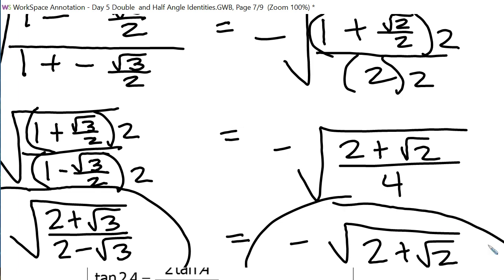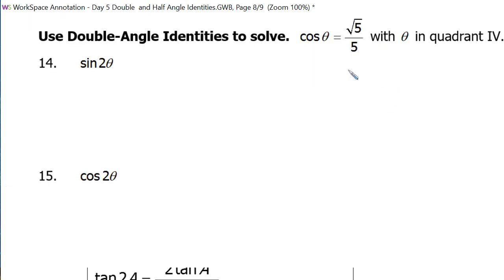Okay, diagram time. Now it says to use double angle identities to solve, and we have cosine of theta is equal to square root of 5 over 5 with theta in quadrant 4. So step 1, draw yourself a diagram. And angle theta is in quadrant 4. They gave us cosine this time, which is adjacent over hypotenuse. So the adjacent side is square root of 5. The hypotenuse is 5. This one we'll have to actually use the Pythagorean theorem to find the missing side.